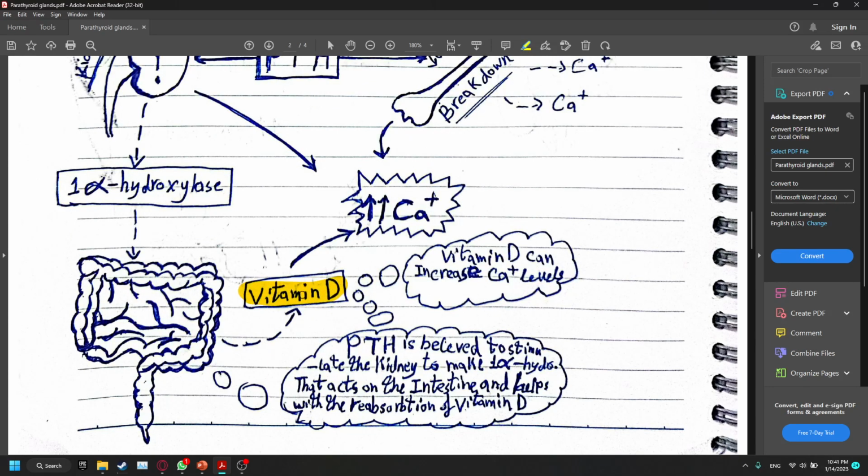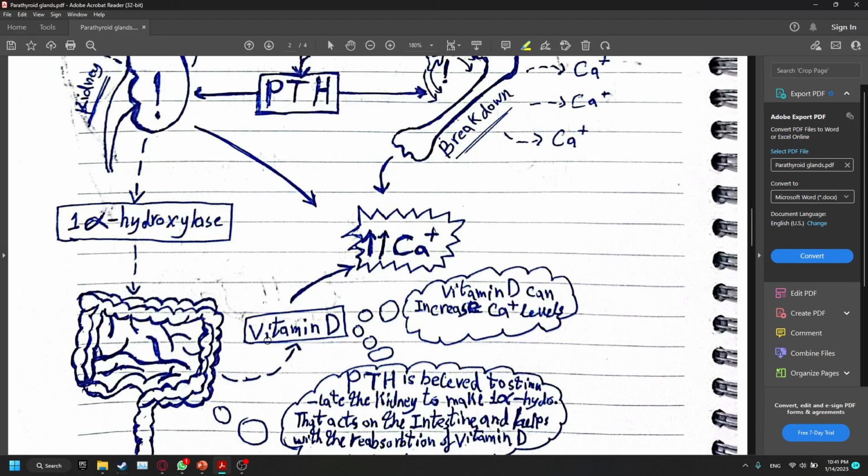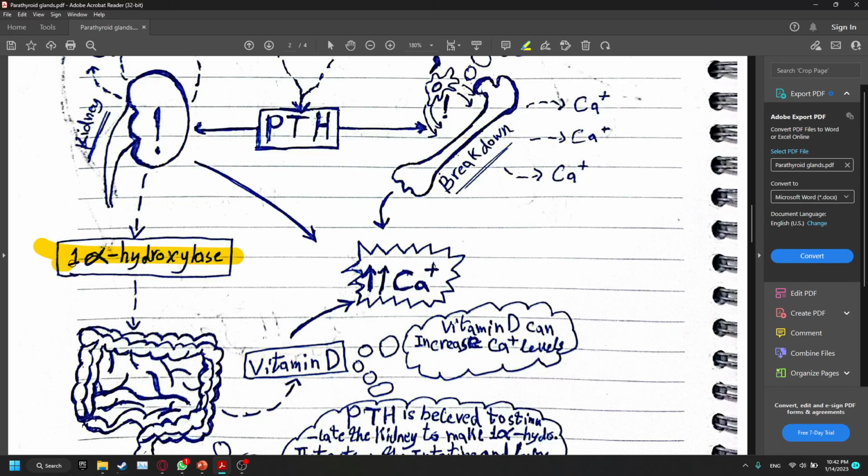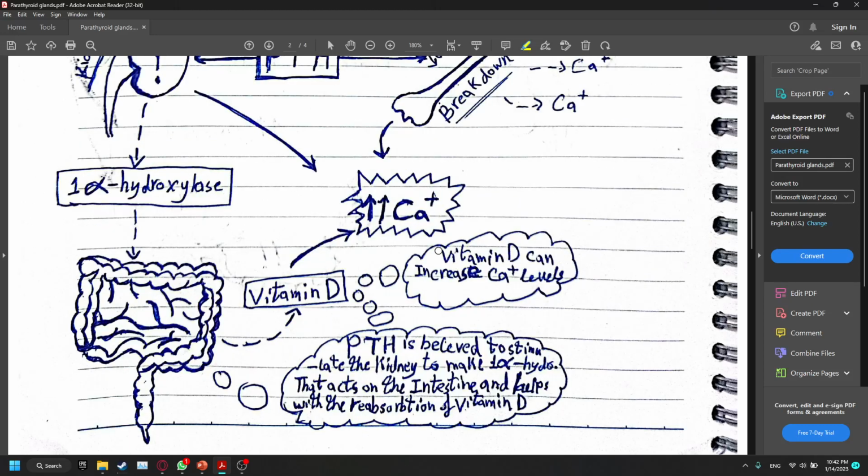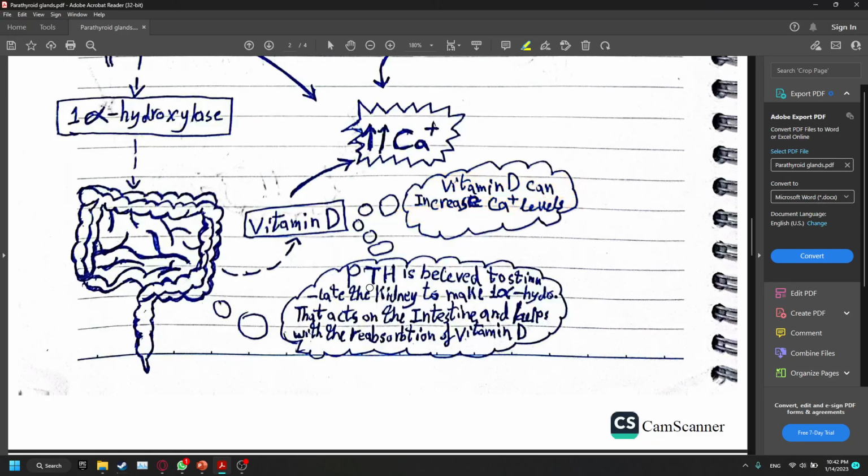So what does vitamin D do? It helps with the management of calcium levels. Basically, it increases it. I don't know exactly the physiology behind vitamin D here, but all you need to know is that more vitamin D in your body makes more calcium, because it's stimulated by this hormone, and it drives up the calcium. So vitamin D can increase calcium levels.